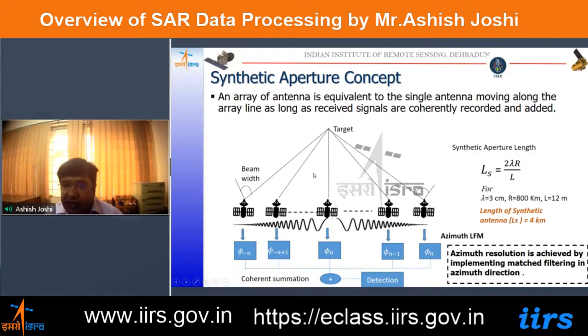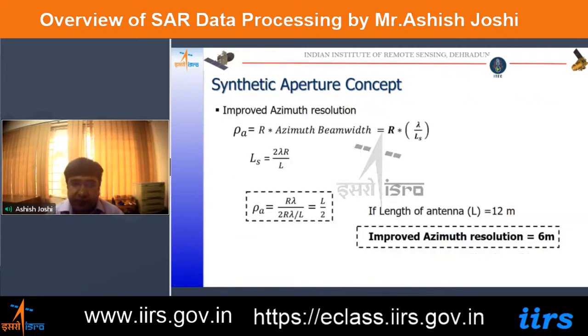Means this target, due to the motion of the SAR, is seen from multiple radar locations. Okay, and with the motion of the radar, it is also forming an azimuth LFM. I have told you that in the range direction we transmit an LFM, but in the azimuth direction it is formed by the motion of the sensor. With the motion of the sensor, it will form an azimuth linear frequency modulated signal.